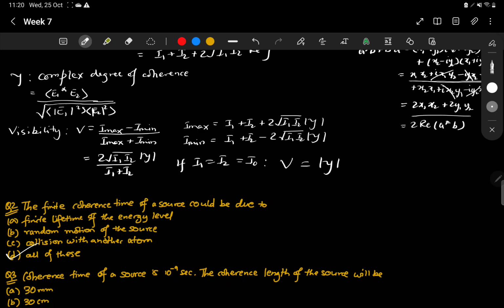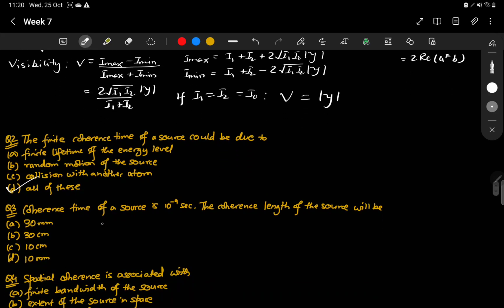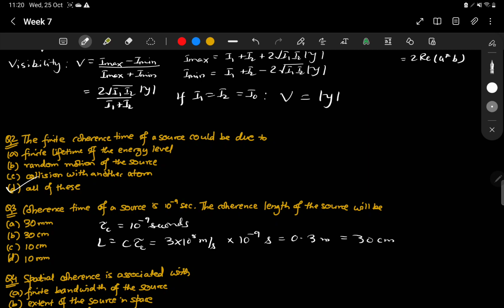Coherence time of a source is given. The coherence length we can find out, very simple. So coherence time is 10 to the power minus 9 seconds, given. So coherence length is c times tau c, which is 0.3 meters, which is equal to 30 centimeters. Option B.